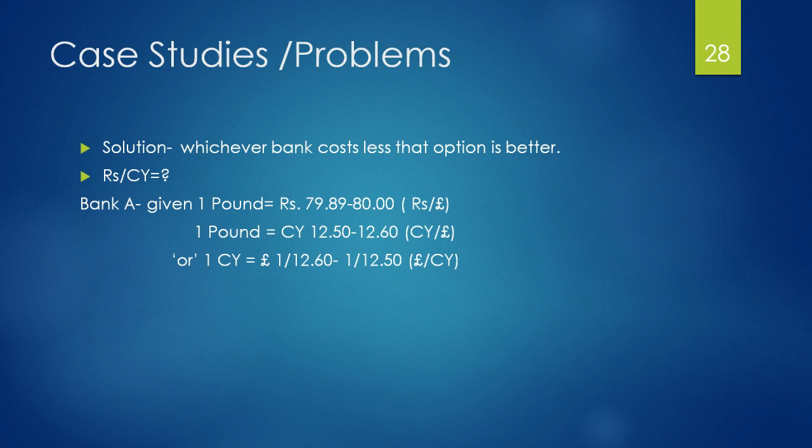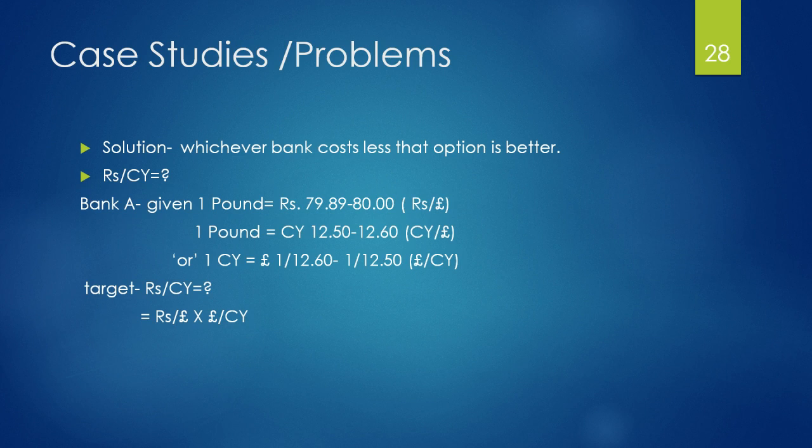Notice that here the bid rate is 1 upon 12.60 and the ask rate is 1 upon 12.50, because we have to buy low and sell high. So our target is to find rupees per Chinese yuan, which can be found using the cross currency mechanism as rupees upon pound multiplied by pound upon Chinese yuan. The pound will cancel out and we will finally be left with rupees per Chinese yuan.